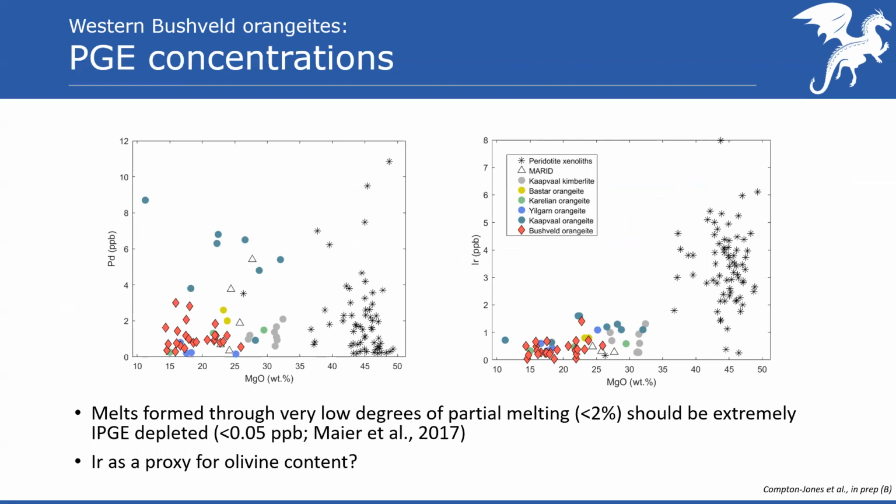But if we're assuming that a melt below 2 degrees of partial melting is only going to contain iridium at around 0.05 ppb, we're still seeing almost an order of magnitude higher iridium content in these rocks than would be expected. You can see obviously that the petrogenetic mantle has a much higher MgO content, and also a much higher iridium content. And so it's been thought in the past that you can use the bulk rock iridium contents of the aurangites as a proxy for olivine or entrainment of the lithospheric mantle.